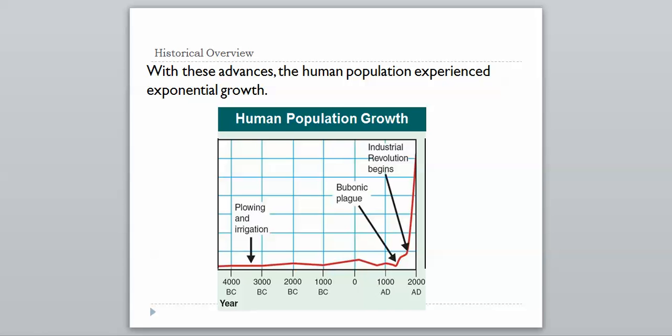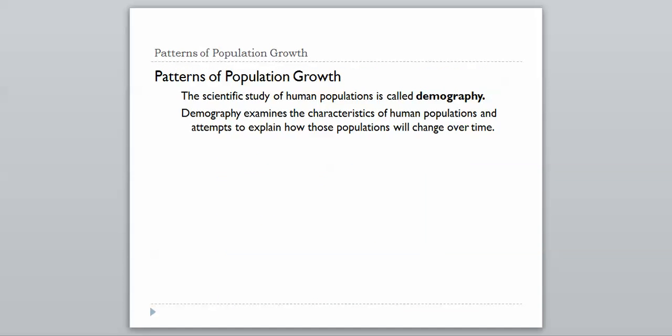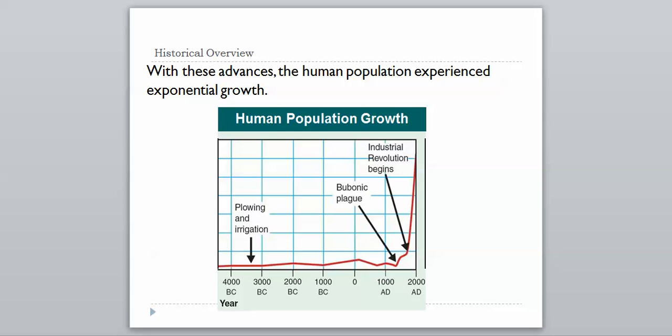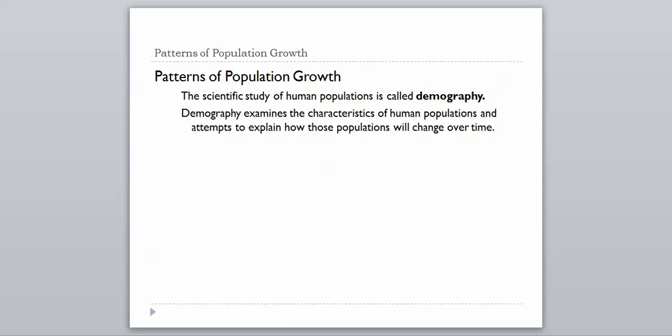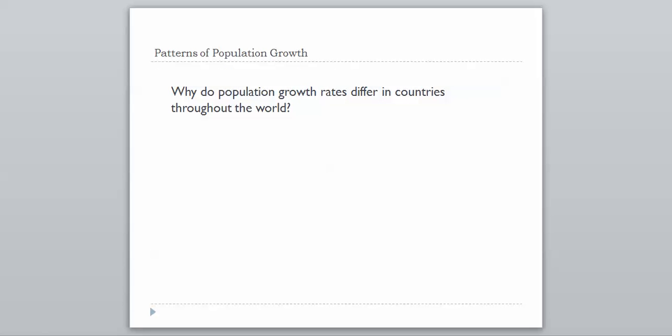The reason why we know this and can see this is because there are people that study human populations. This scientific study is called demography. This is a word you're going to need to know. Demography examines the characteristics of human populations and attempts to explain how those populations will change over time. So we know why these changes occurred, as mentioned here, due to demography. And then we use these changes to predict what's going to happen in the future.